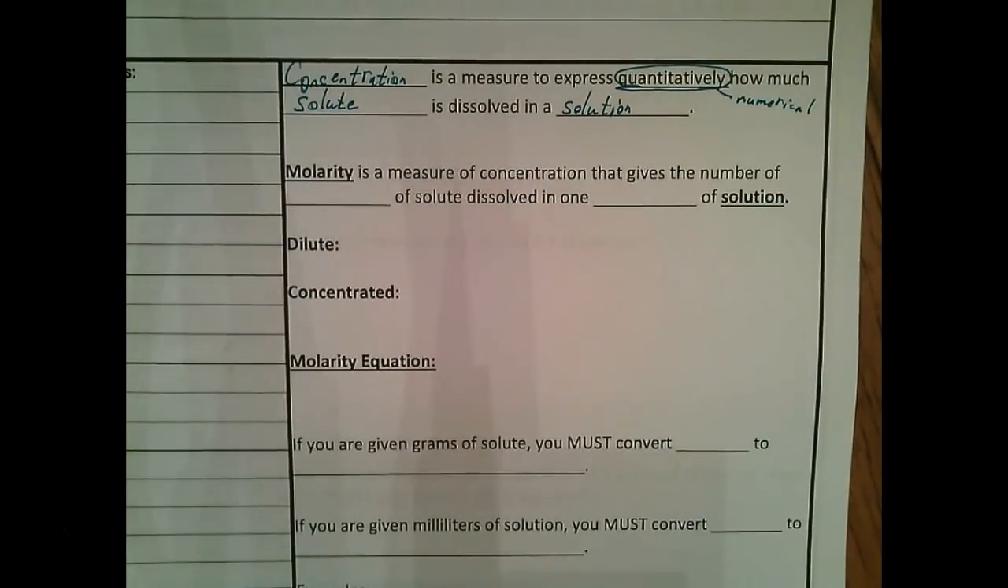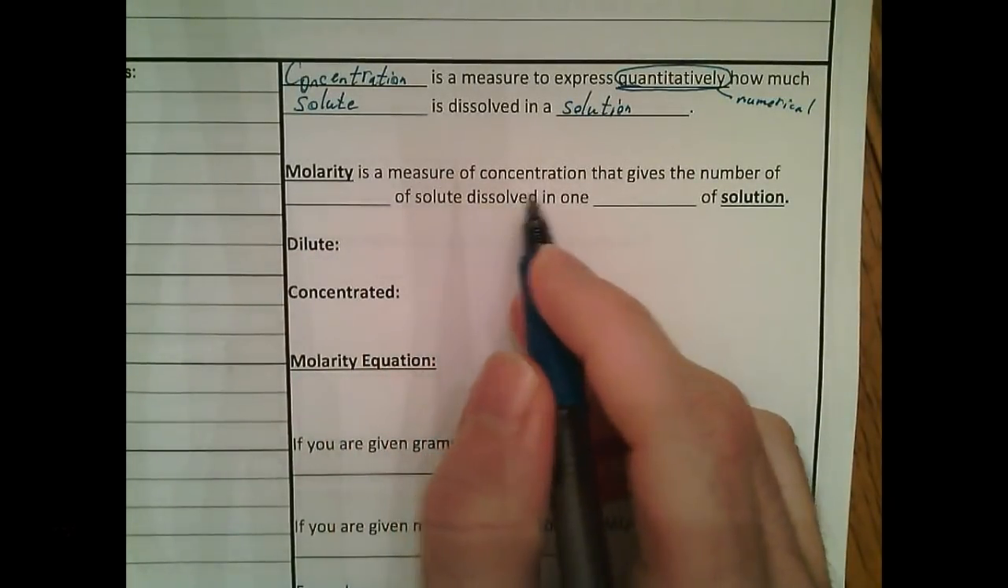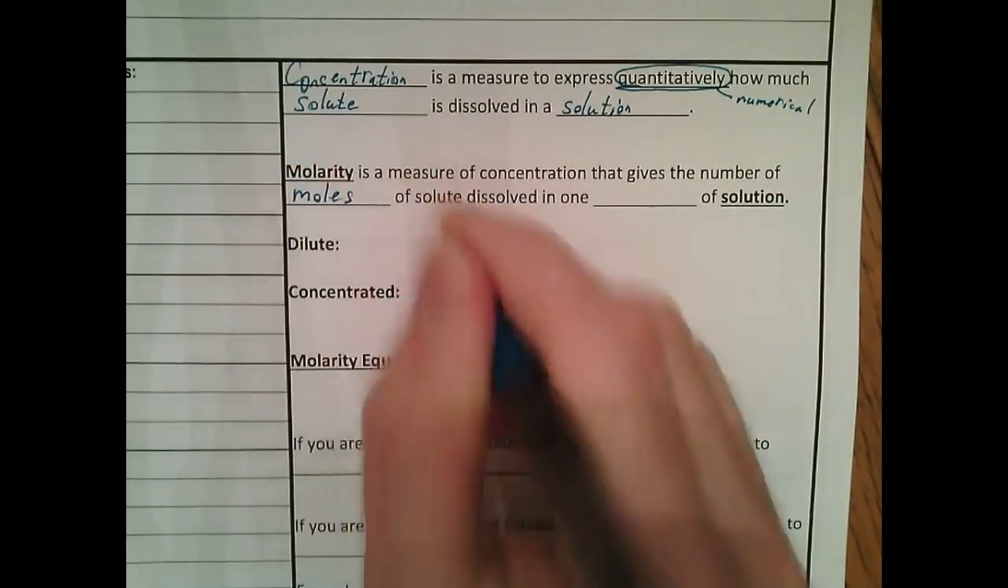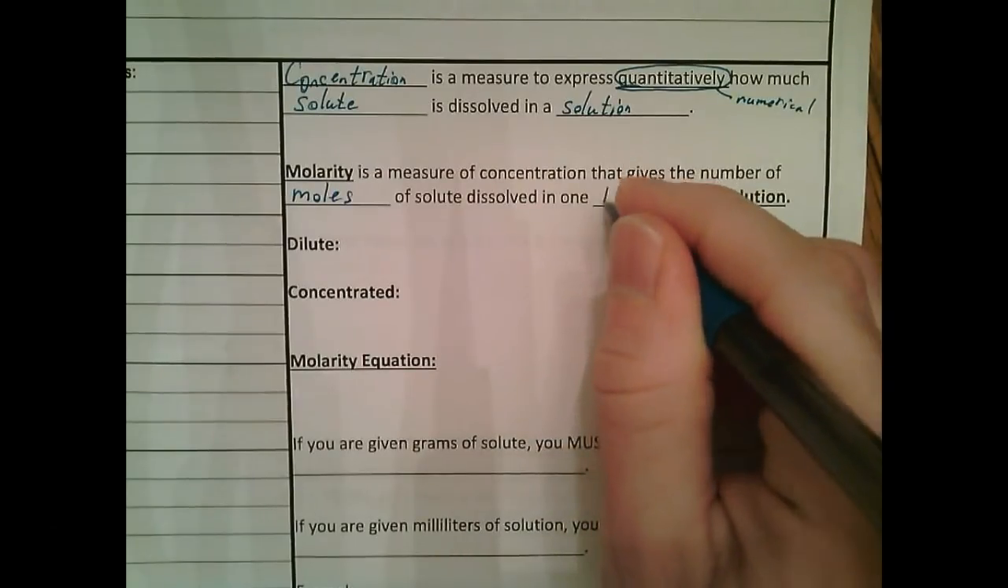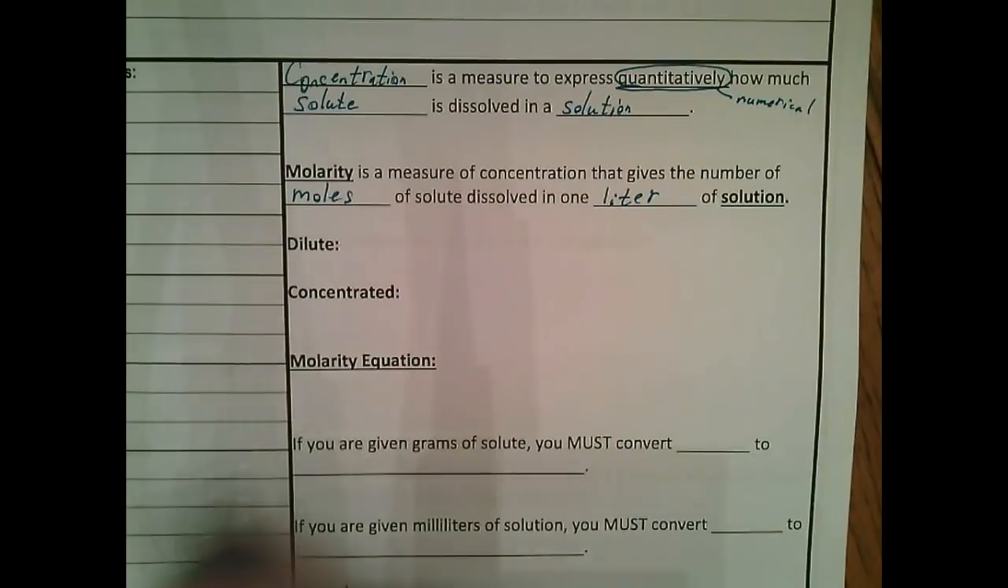Molarity is a specific type of concentration. Molarity is a measure of concentration that gives the number of moles of solute dissolved in 1 liter of solution.